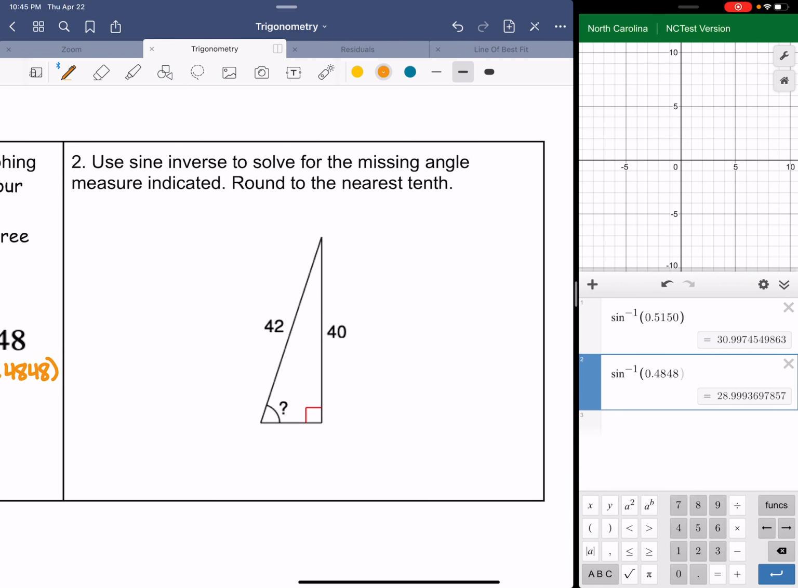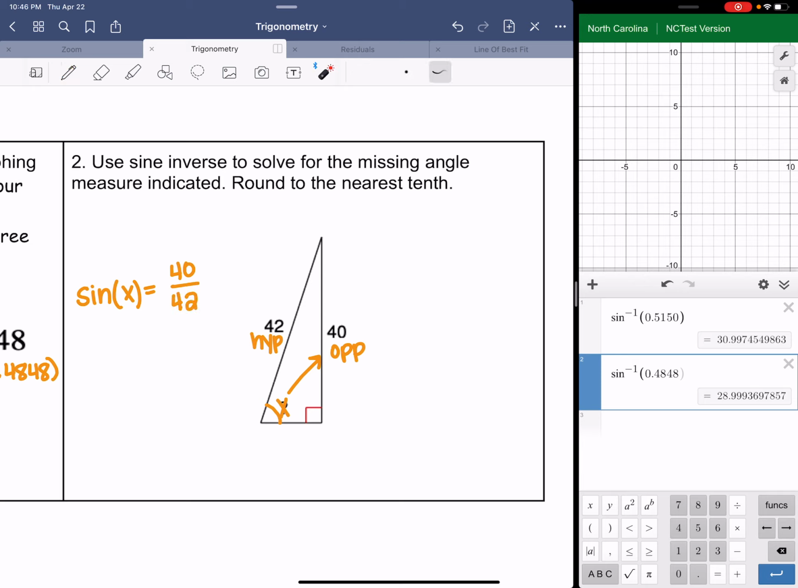Right, now let's do a little problem solving. It says use the inverse, sine inverse, to solve for the missing angle. So even if we weren't told which trig function to use, we have this missing angle here. I'm going to call it x, just because it doesn't have a name. We have the opposite side, and we have the hypotenuse. So automatically, we're going to set this up just like we normally would. The sine of angle x is 40 over 42.